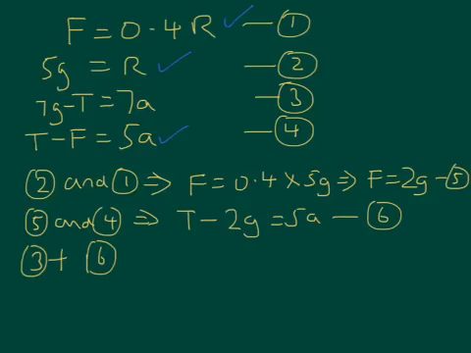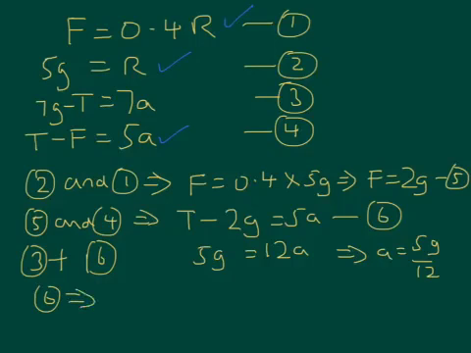So if I add equations 3 and 6, I'm going to get 7G minus T plus T minus 2G. So the minus T and the plus T are going to cancel out. So I'm going to get 5G equals 7A plus 5A, that's 12A. So that means that A equals 5G over 12. I can now put that into equation 6. So equation 6 says T equals 5A plus 2G. That's here. Add 2G to both sides.